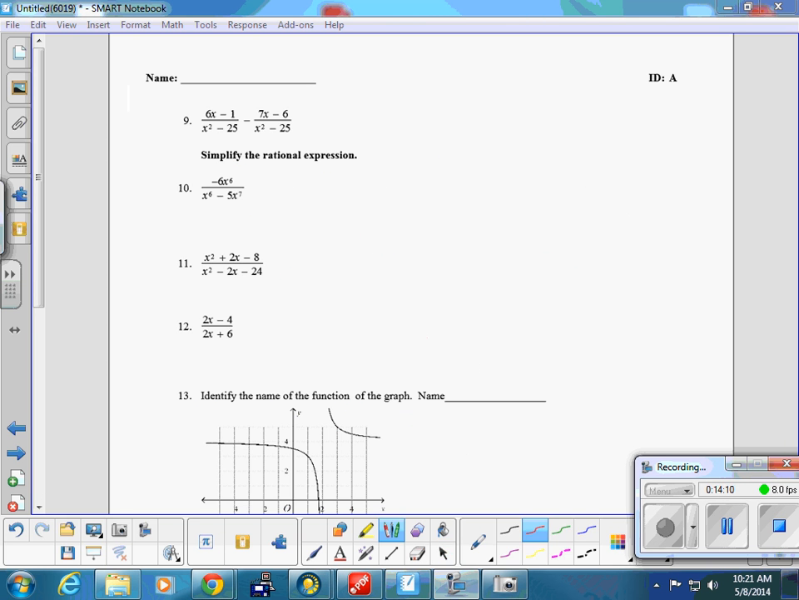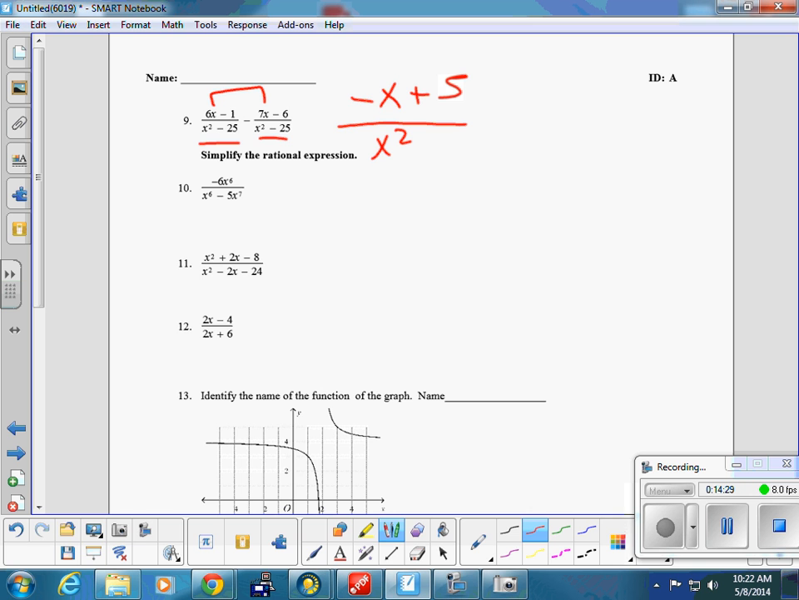Let's do that one right here. We're going to subtract. The denominators are the same. 6x minus 7x is negative x. Negative 1 minus a minus 6 is going to be plus 5. Now this is an answer, but it's not simplified. If we look at this right here, we have to take out a negative 1.